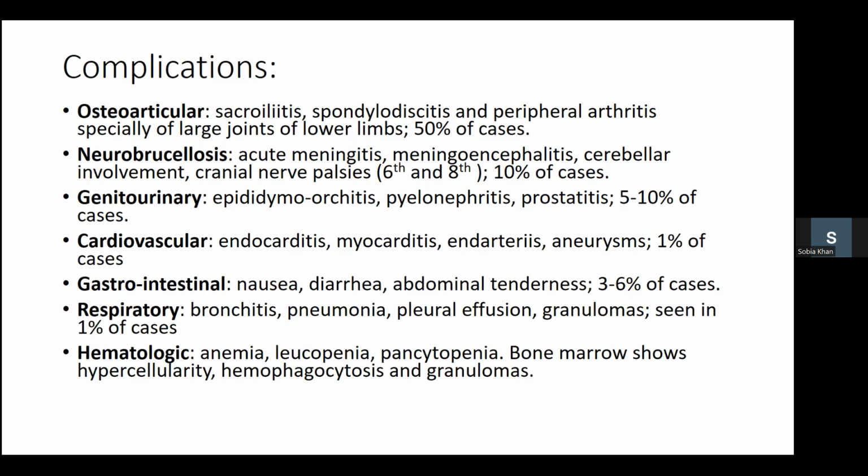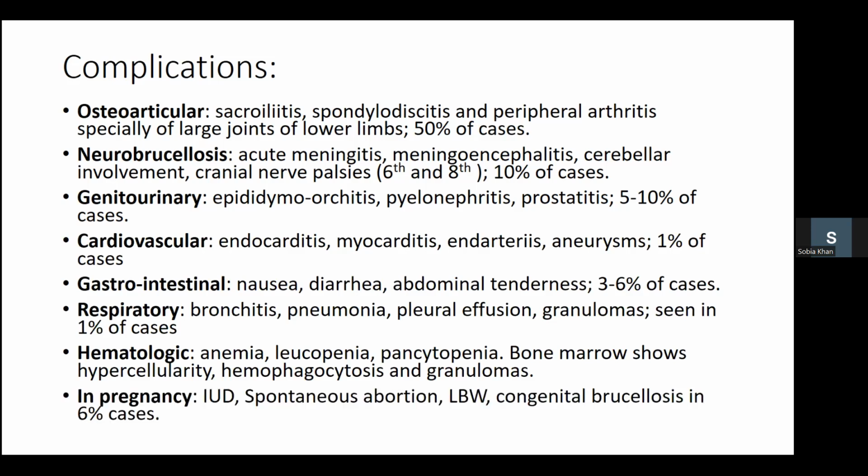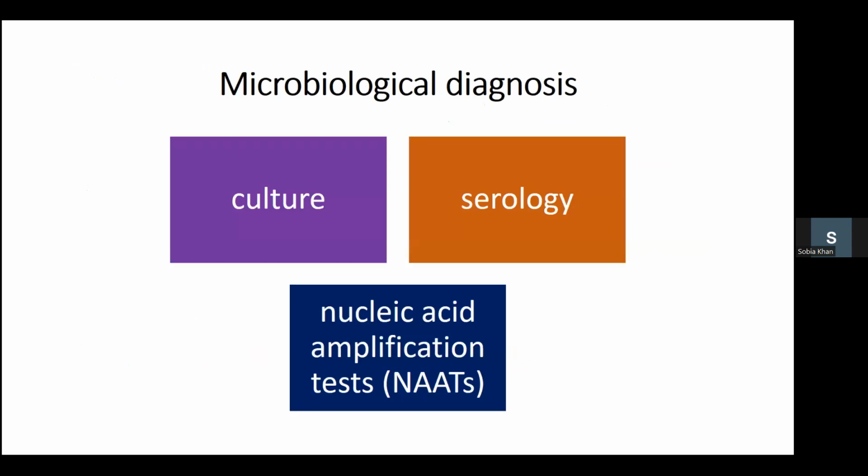One of the important complications, however, is seen in pregnant females, and it is significantly associated with poor outcomes like IUD, spontaneous abortions, low birth weight, and congenital brucellosis in up to 6% of the patients. So now that we know about the diversity of the clinical manifestations of brucellosis, we come to the diagnosis.